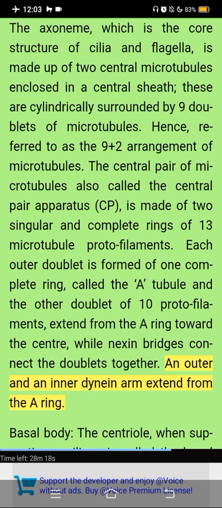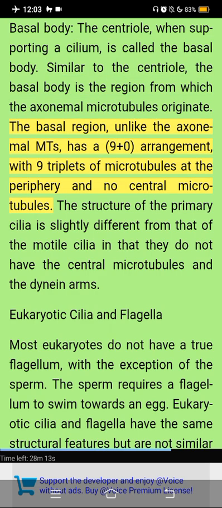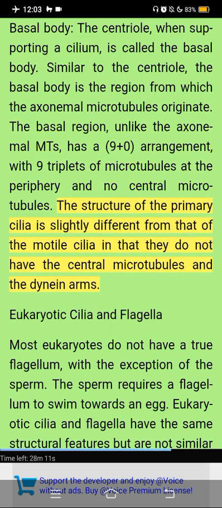An outer and an inner dynein arm extend from the A ring. Basal body. The centriole, when supporting a cilium, is called the basal body. Similar to the centriole, the basal body is the region from which the axonal microtubules originate. The basal region, unlike the axonal MTs, has a 9+0 arrangement, with 9 triplets of microtubules at the periphery and no central microtubules. The structure of the primary cilia is slightly different from that of the motile cilia in that they do not have the central microtubules and the dynein arms.